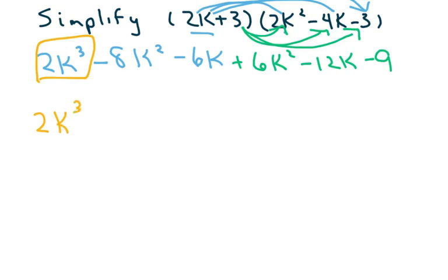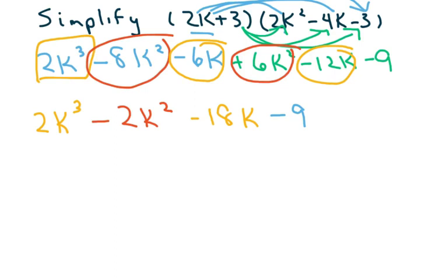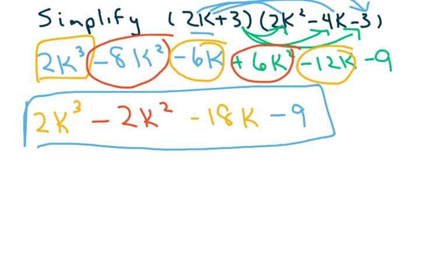We have negative 8k squared plus 6k squared. That gives me negative 2k squared. Then we have negative 6k minus 12k. That's going to be minus 18k, and then we're left with minus 9. All right? So in this case, we put it back together, which is actually easier than trying to factor that.